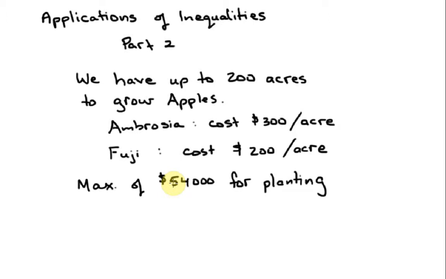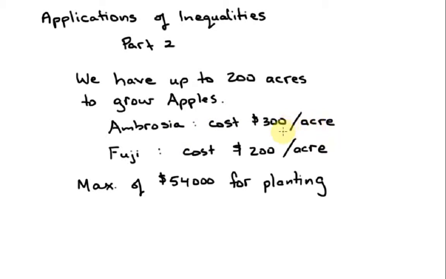Alrighty, welcome to Applications of Inequalities Part 2. I've already written out the question here, and here's what it says. We have up to 200 acres upon which we are going to grow apples. Two types of apples that we're interested in planting, ambrosias and Fujis. The ambrosia apples cost $300 per acre in order to plant.